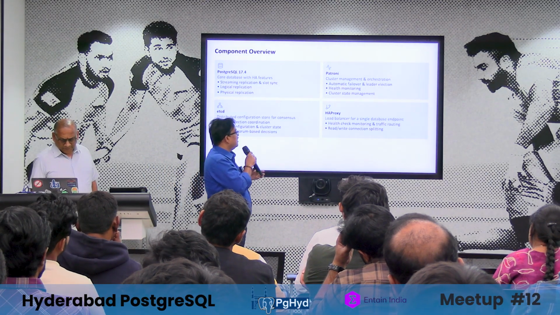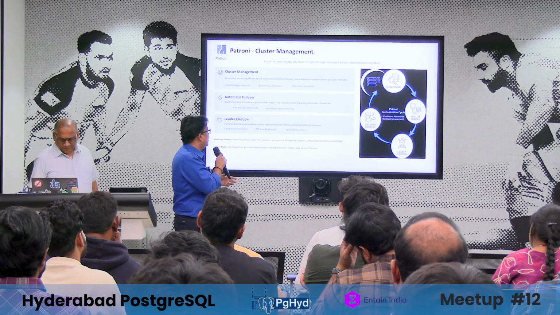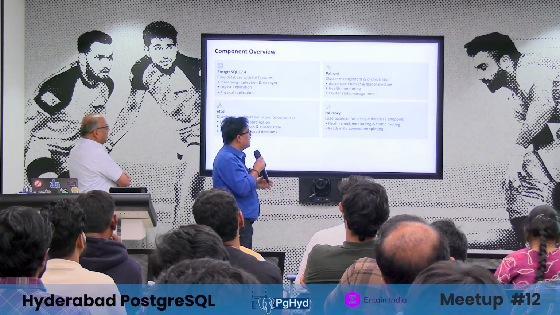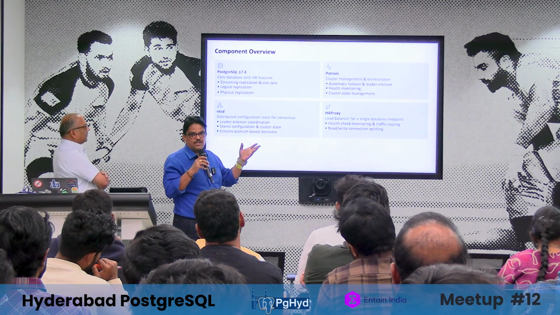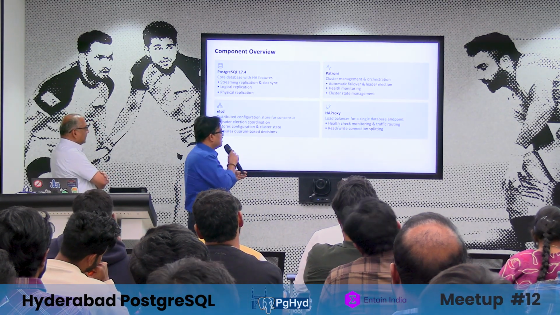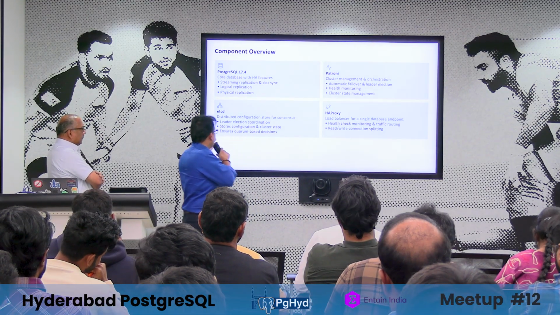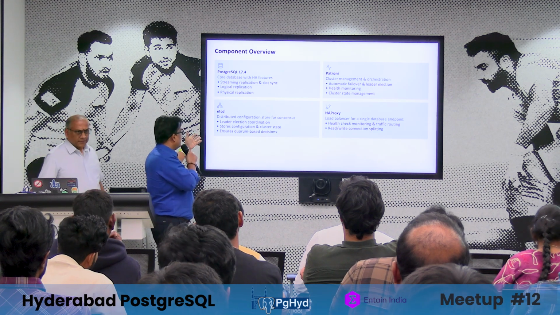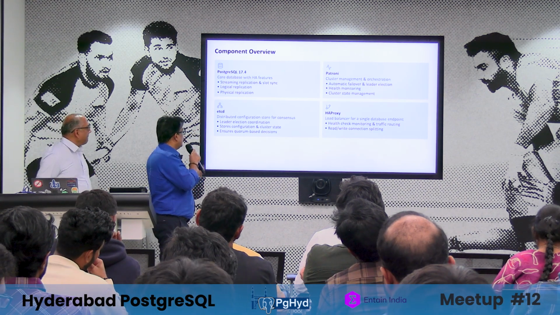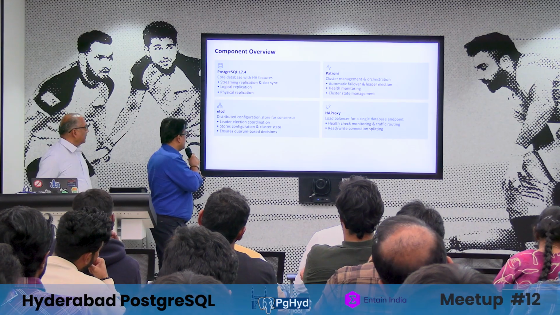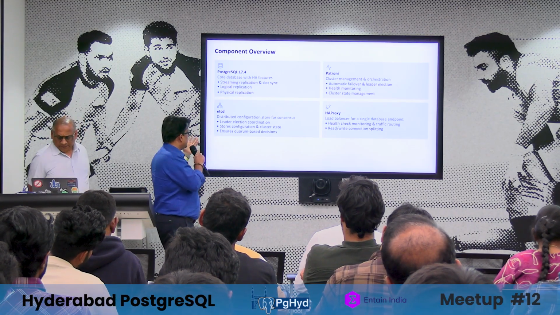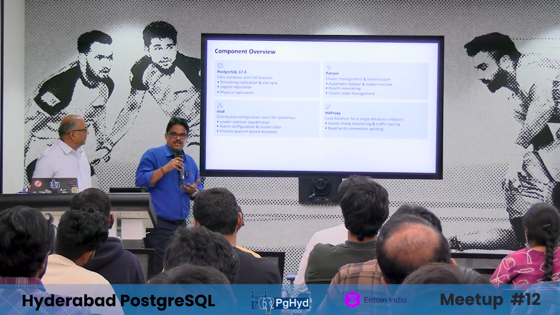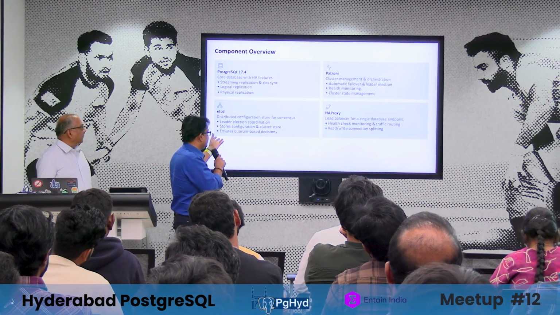Now coming to Patroni, this has the ability of automatic failover and leader election, health monitoring of your nodes, and cluster state management. Now coming to etcd, it is a distributed configuration store for consensus, and it has leader election coordination, stores configuration and cluster state, and ensures quorum based decisions. As I mentioned, if a majority of etcd nodes are available, then automatic failover can be taken as a decision.